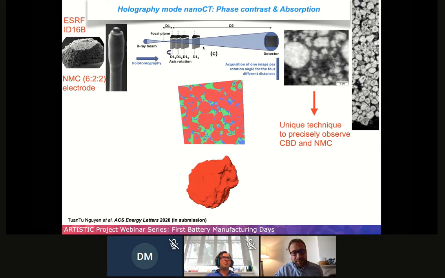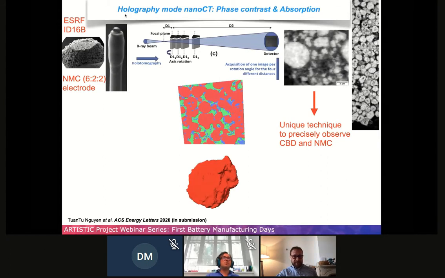And using a specific algorithm, you can reconstruct and get an entire retrieval of the phase of your object. So that gives you perfect information about the heavy elements. Here it's an NMC electrode. The heavy element here is in bright, and also the CBD, which is more in gray. And you have a dark part corresponding to the pores.